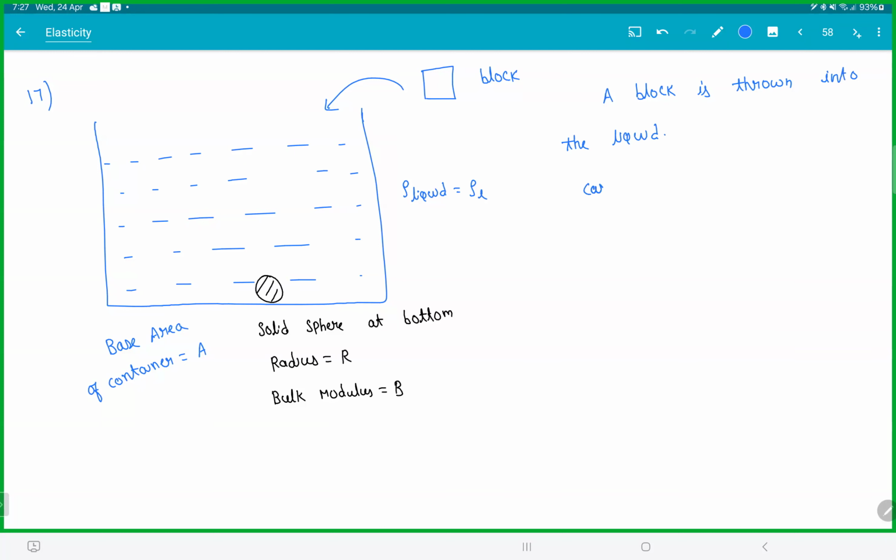We have two cases. Case 1, density of the block is greater than density of the liquid. So basically it will sink. Case 2, density of the block is less than density of the liquid, it floats. Find the change in radius of the ball. Again, assume delta R is much less than R. So initially everything is fine. When you dropped the block, something happened because of which the pressure increased. And because of that, the spherical radius changed. There are two cases: rho B is greater than rho L and less than rho L.